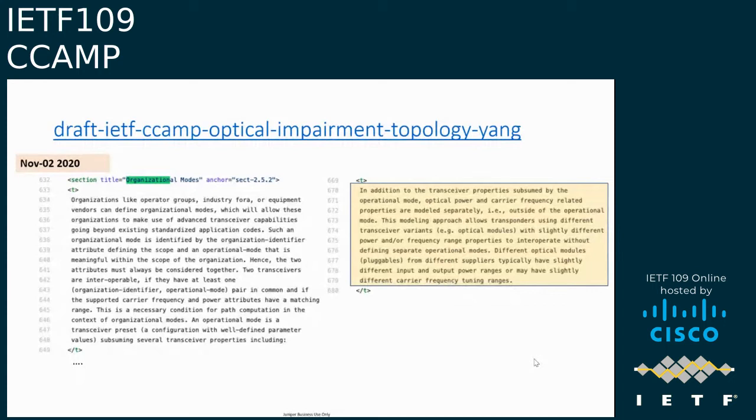So the next one was an update on November 2nd, where essentially the definition changed. You can read the full text, but the thing that really changed here on the right, in yellow, is to say that in addition to the transceiver properties subsumed by the operational mode, we have power and carrier frequency modeled separately, meaning explicitly. The reason for that was that there were slightly different power and frequency range properties for interoperability. That's, I think, also in line with what Sergio was reporting. Next page.